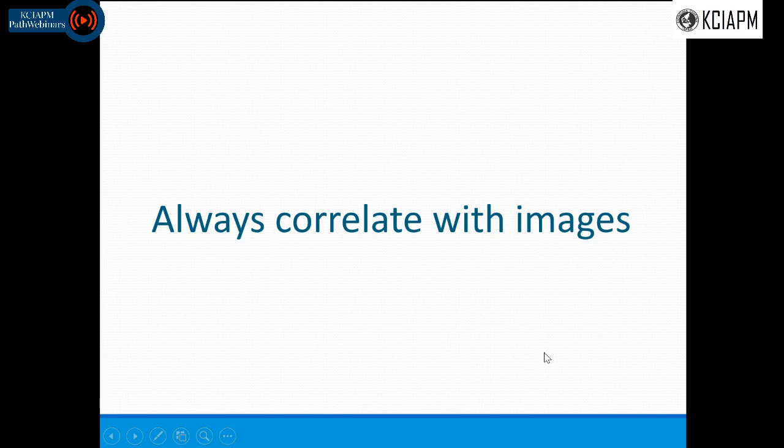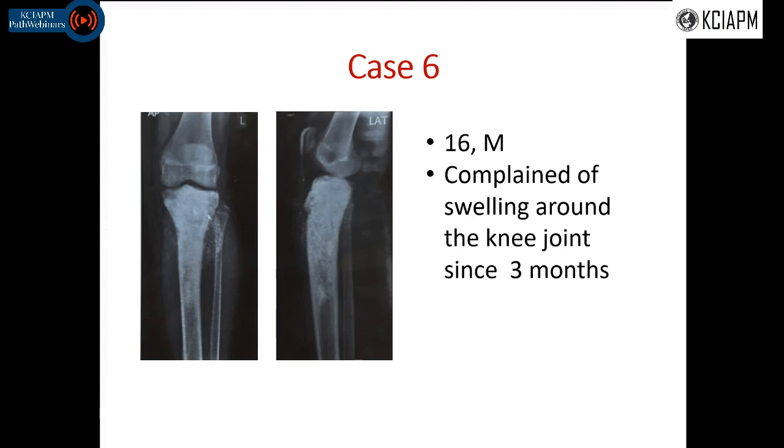So what is the take-home message from this case? You need your x-rays all the time, even though your histology could be very simple, but you need to correlate with images at all times and discuss the case with the clinician on the other side. We have the case 6.